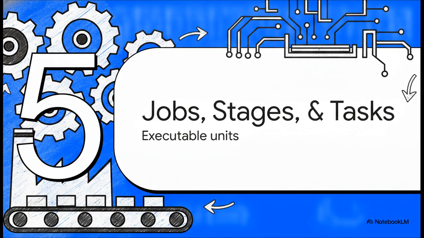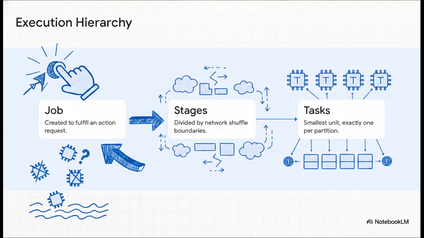Section 5. Jobs, Stages, and Tasks. So, when you finally call that action we talked about, Spark creates a job. That job then gets broken down into stages. And within each of those stages, the work is sliced down into tasks. Tasks are the absolute smallest unit of execution here, and there is exactly one task for every single partition of your data. This is where the magic of actual parallel execution happens across your available CPU cores. And keep in mind, if you have too few partitions relative to your cores, all your incredible computing power is just going to sit there idle.